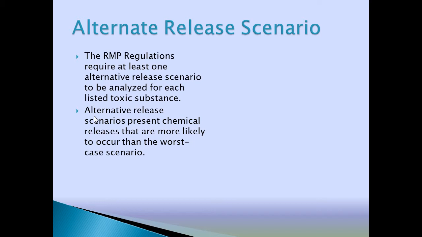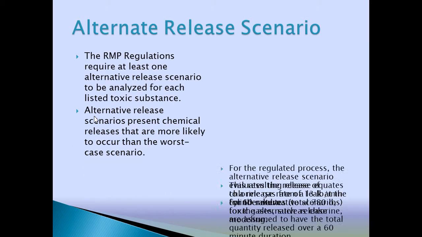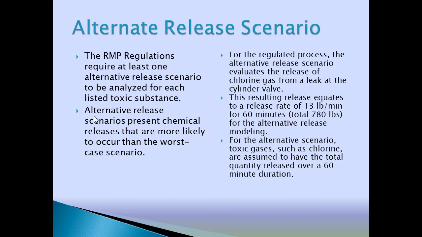Now, that is your worst case scenario. Another part of your risk management, you're going to have to do an alternate release scenario, meaning in the alternate release scenario, if something was going to happen, it's likely to happen. Let's say you're changing out cylinders and there is a leak and it's a short amount of time. What is going to be your affected area for an alternate release scenario?